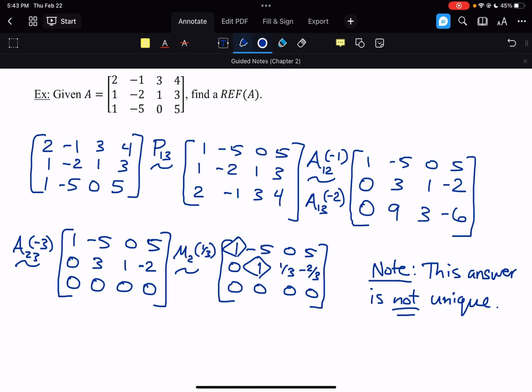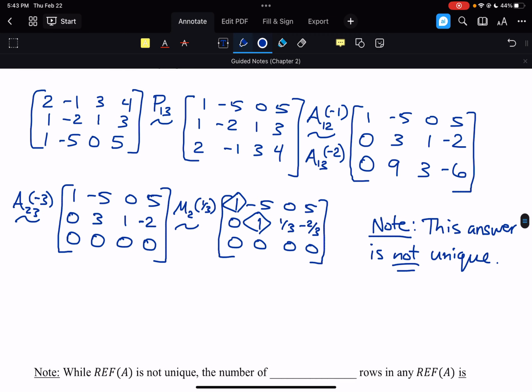There are other ways of getting it into row echelon form. Like instead of permuting the first and third rows here at the beginning, you could have permuted the first two and then gotten that one up here and then performed other operations from there. There are other ways of putting a matrix in row echelon form. So there is not necessarily only exactly one way to solve this type of problem.